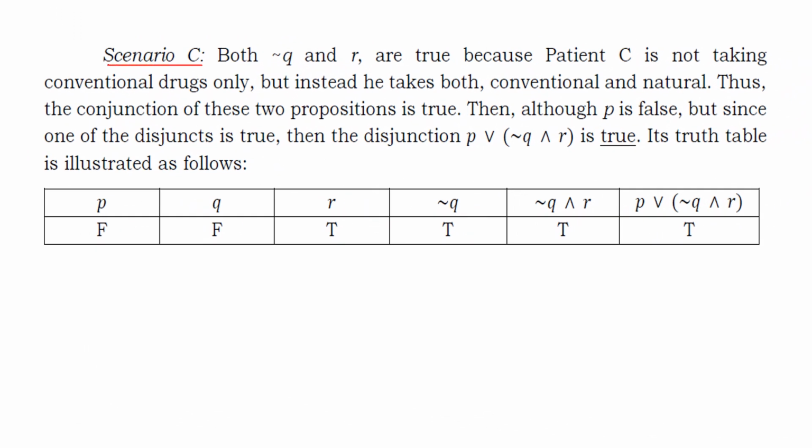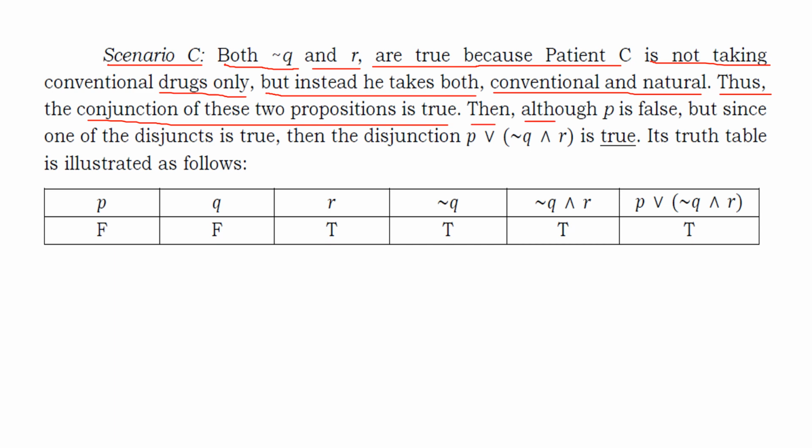So for scenario C, both negation Q and R are true because patient C is not taking conventional drugs only, because it's a combination of conventional drugs and natural medicine, but instead he takes both conventional and natural medicines. Thus, the conjunction of these two propositions is true. Then, although P is a false statement, since one of the disjuncts is true, the disjunction P, disjunction negation Q conjunction R is true because one of the propositions involved is true.